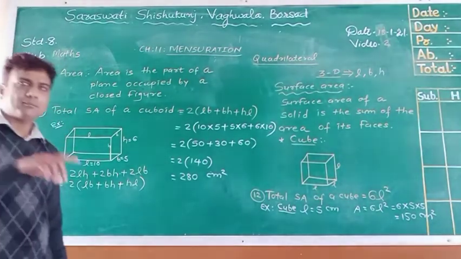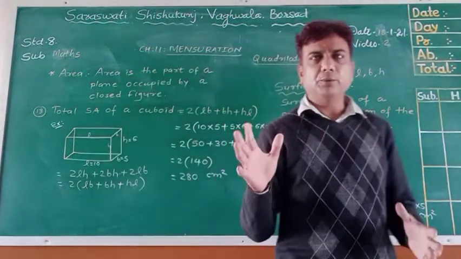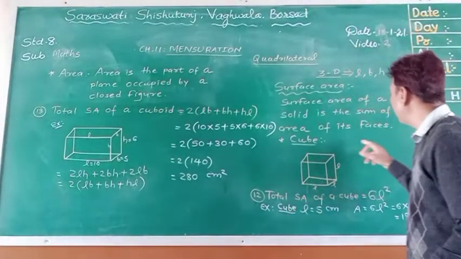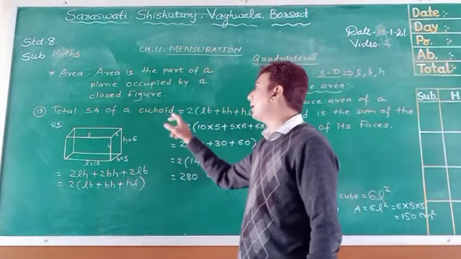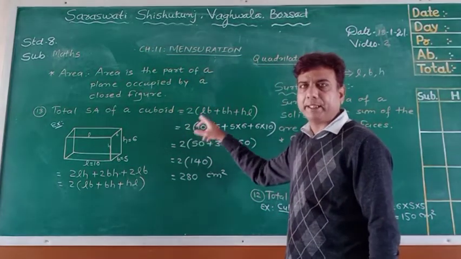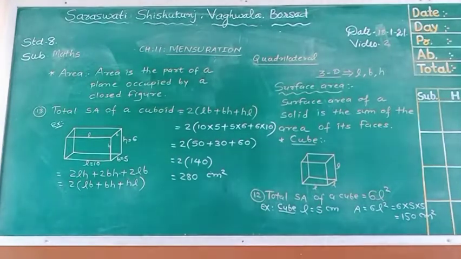Now I hope you all have understood this formula of 3D. First I explained here surface area of cube equal to 6L square, and total surface area of cuboid equal to 2 in bracket LB plus BH plus HL. So students, I hope you understood this all. You see these videos properly 2 or 3 times and understand all these formulas properly. In next session we will go ahead and I will take few more formulas.